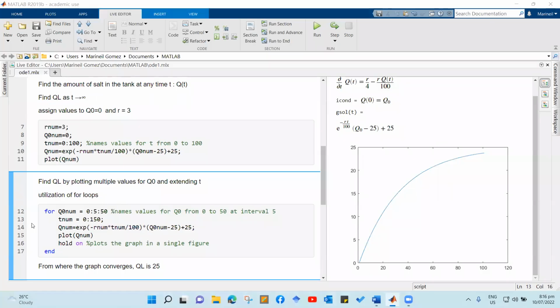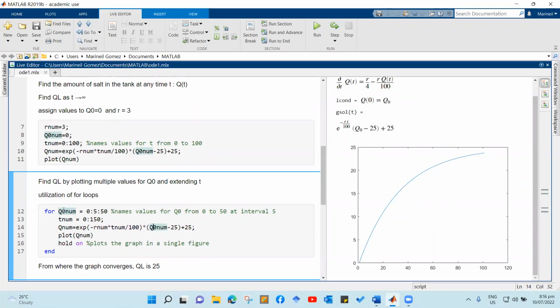Okay, so I found the issue. I had a different value. This is Q O num and the Q num. The previous one had a syntax error on my part in the name of the variable. So anyway, let's run for Q O num 0 to 5 to 50. For every run of the loop, this QO num is increasing by a factor of 5 from 0 to 50. Initially we had up to 100 minutes. I extended it to 150 so that we can see more if it's converging to a certain value. This one appears to approach 25.